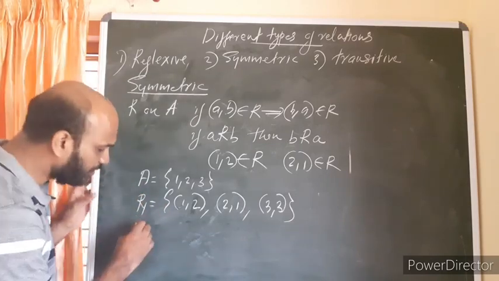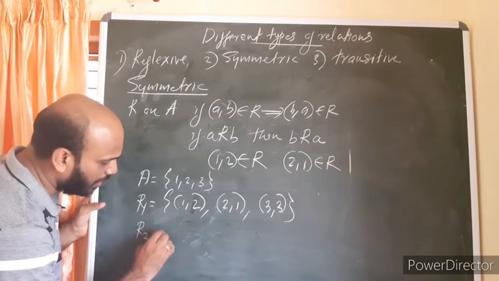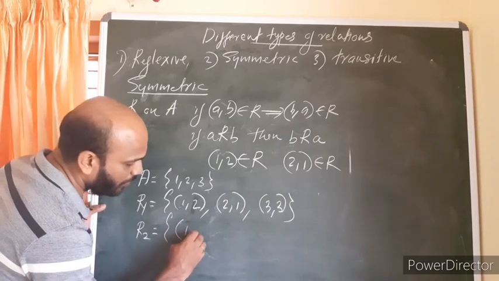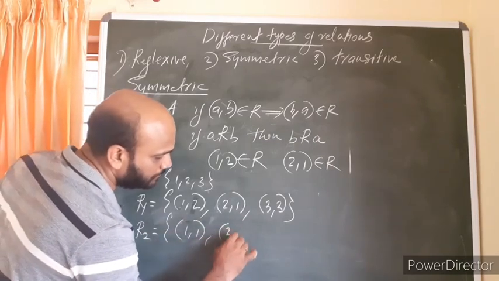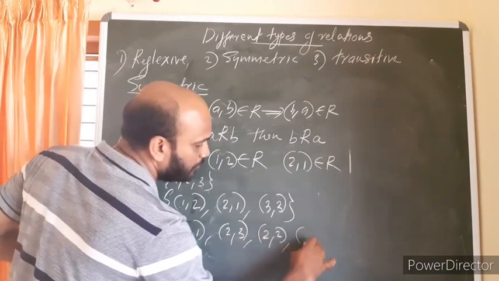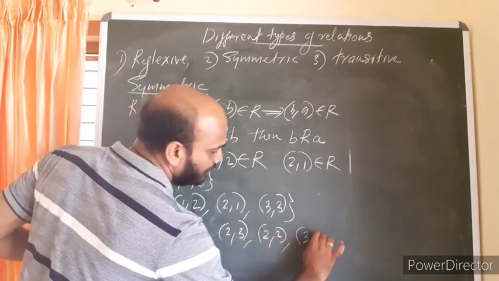Okay. Now take a second example, R2: (1,1), (2,3), (2,2), (3,3).